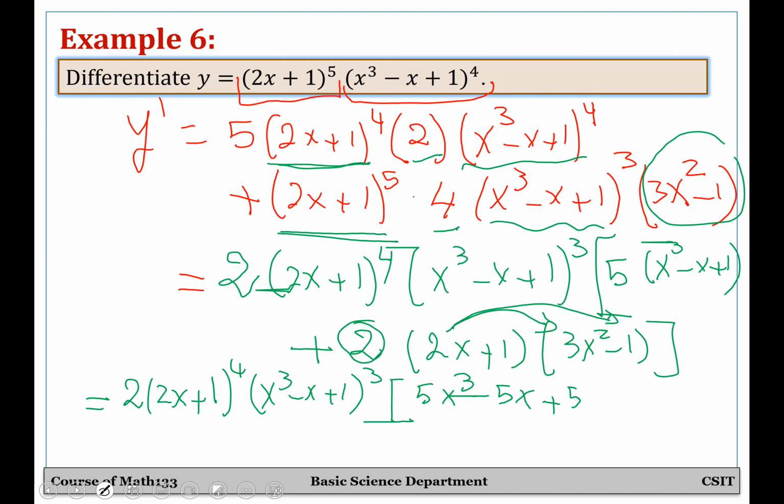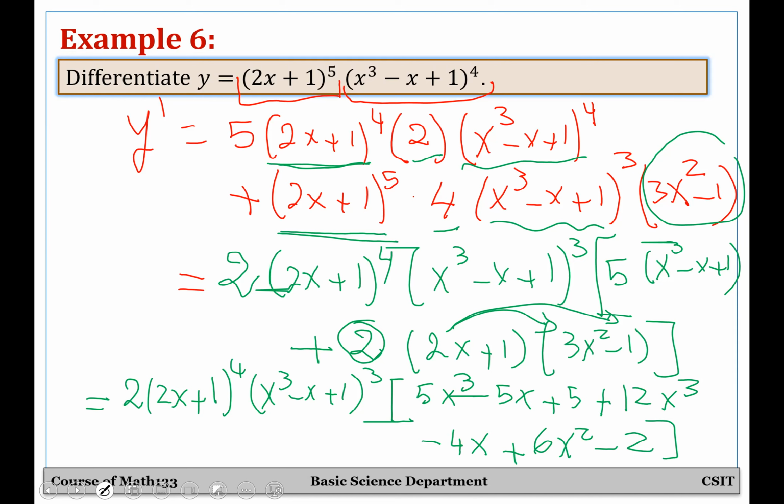Okay, 2x times 3x squared, that means 6x cubed multiplied by 2, so 12x cubed. Then 2x multiplied by -1 minus 2x multiplied by 2 minus 4x. Then we continue. Plus 6x squared minus 2. Okay, so put the x cubed together and the x squared together, the like terms in general together.